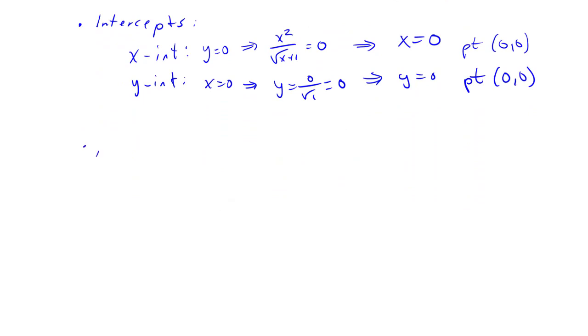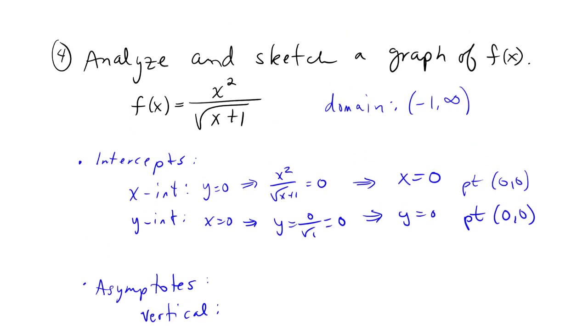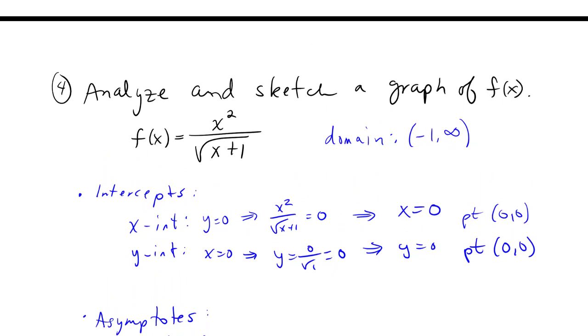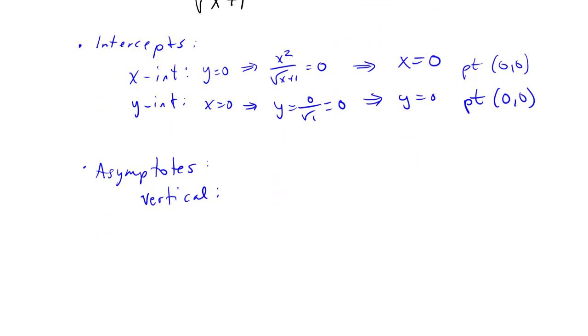Okay, how about asymptotes? Let's look for some vertical asymptotes. We'd be looking for somewhere where we have a limit going to infinity, and one way to look at that is to see if there's a place where the denominator is going to 0 and the numerator is not. And we do have that at -1. Now -1 is not in our domain, but it is important to realize it is a vertical asymptote.